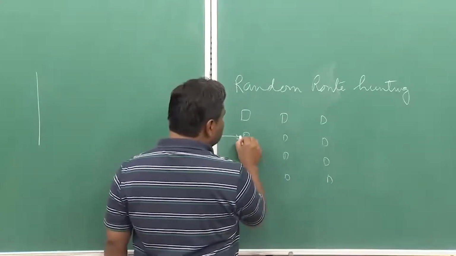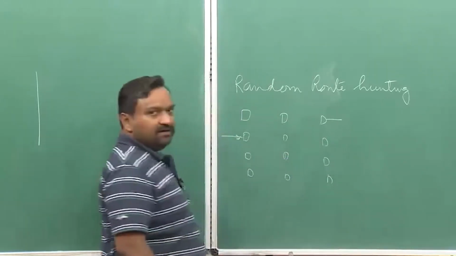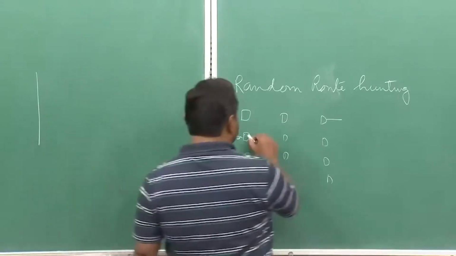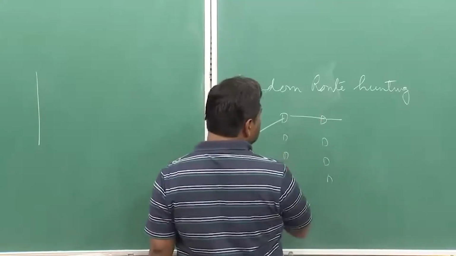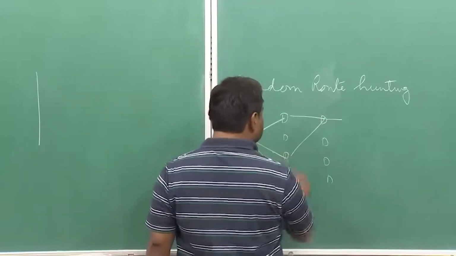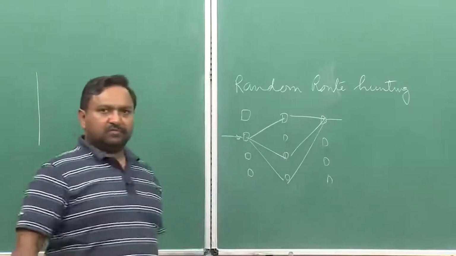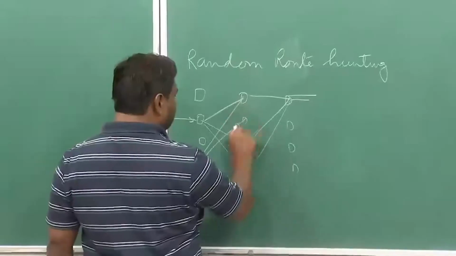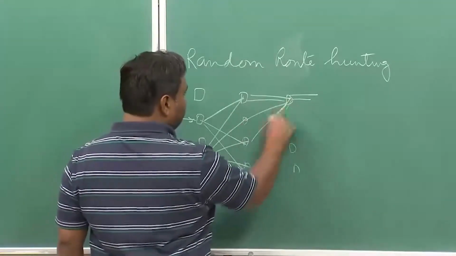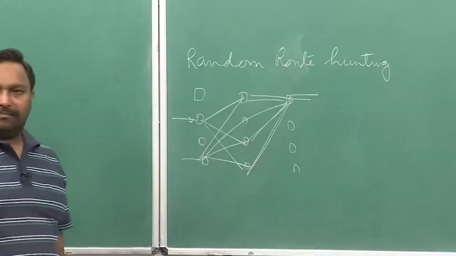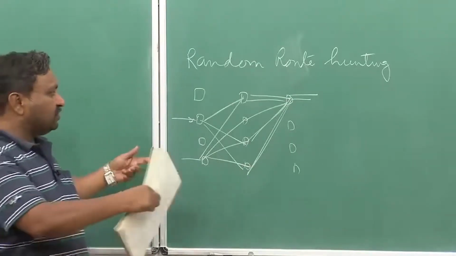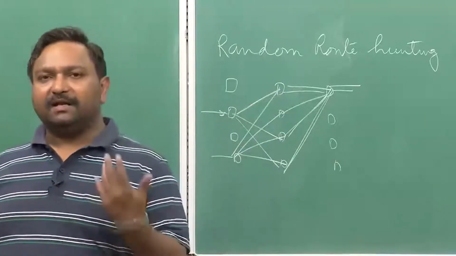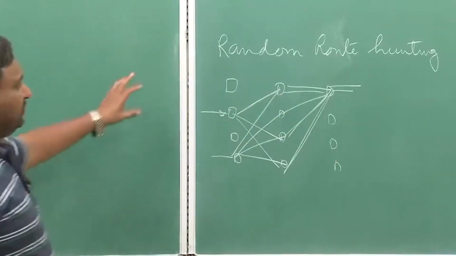Typically when a call has to be set up, the input and output ports are identified, then how will the call be routed? I will take up any middle stage switch and set it up. I can do it randomly. If I take another input port and another input port here, I can take up any one of them randomly. So when a call has to be set up, the links are chosen randomly. That is what random route hunting means.